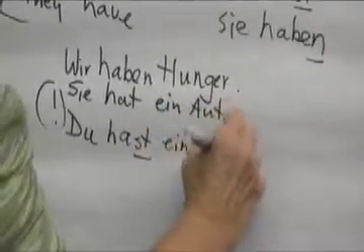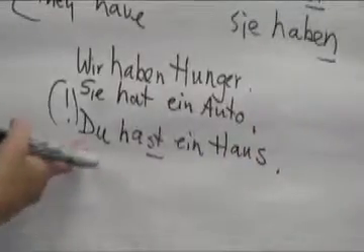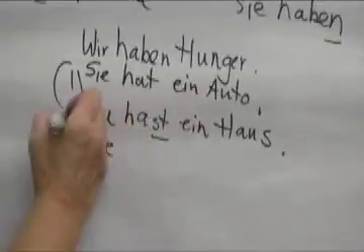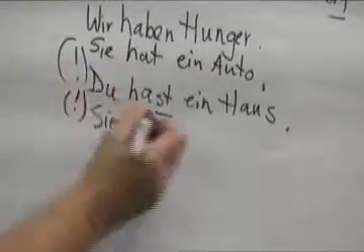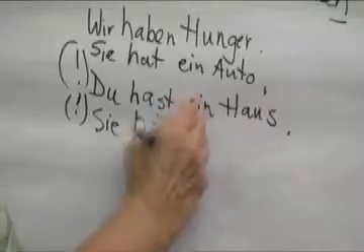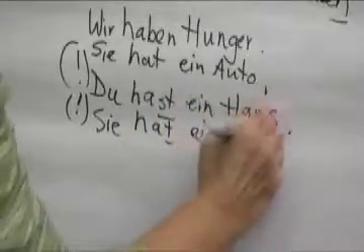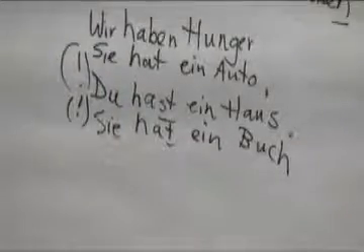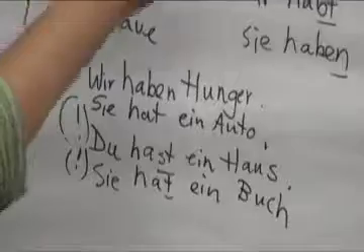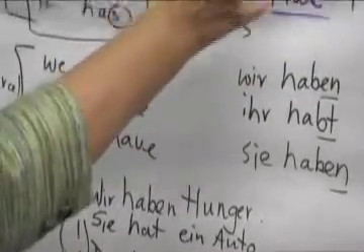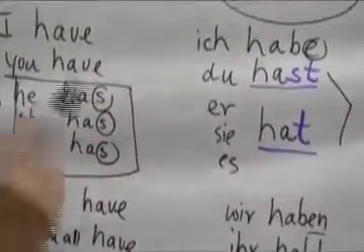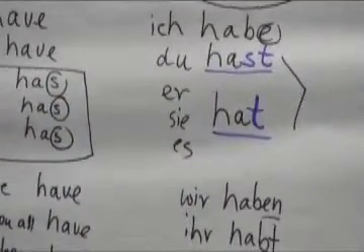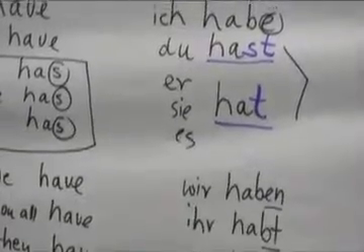ein Haus, for example. You have a house, right? So alarm bell goes off. If you see sie, meaning she, again, alarm bell needs to go off. Sie hat ein Buch, for example. She has a book. Okay, so it's pretty straightforward except for the forms of du and er, sie, es. Du replaces the b, puts an st in its place. For er, sie, es, replaces the b with a t. And that's all you need to know about haben.